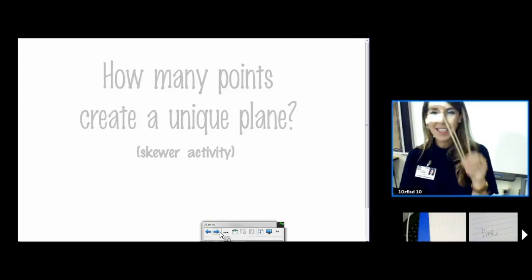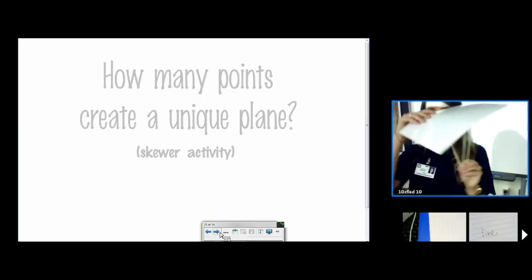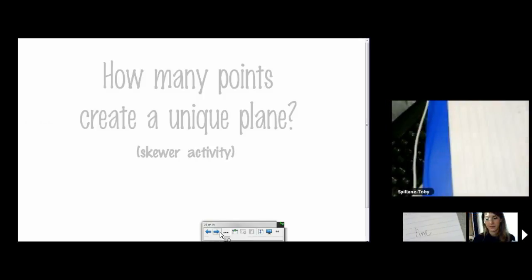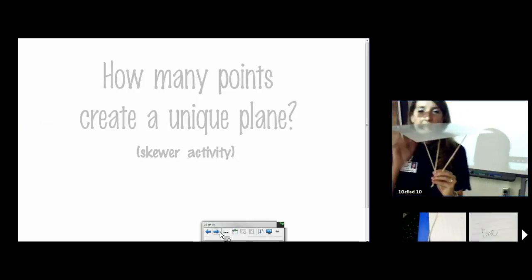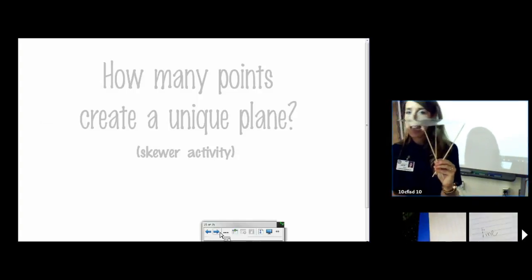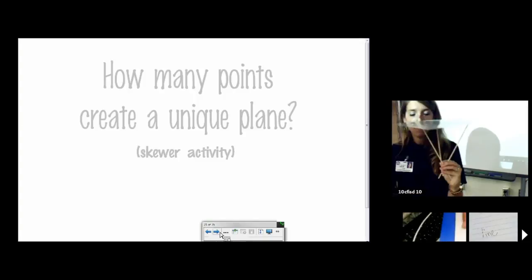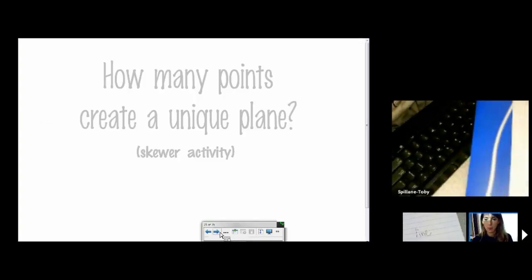So how many points does it take to create a unique plane? Good. It takes three points to lock us in. I am locked into that plane now. I can't rotate it. It's stuck. Now, this is something really important.